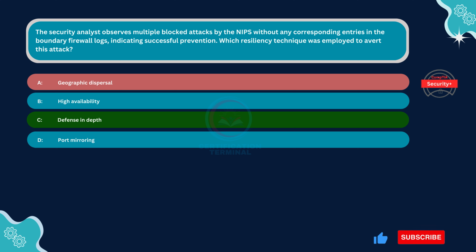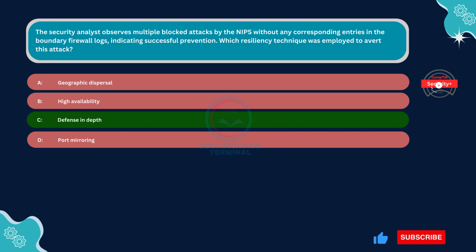Geographic dispersal involves spreading critical assets across multiple physical locations to reduce the risk of a single point of failure. However, it does not directly explain why attacks are being blocked by the NIPS without appearing in the boundary firewall logs. Option B, high availability, is incorrect. High availability ensures that systems remain operational and accessible even in the face of disruptions or failures. While high availability is an important aspect of resiliency, it does not directly address the scenario where attacks are blocked by the NIPS without corresponding entries in the boundary firewall logs.